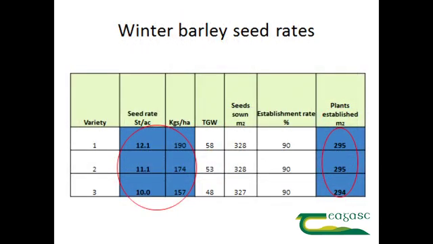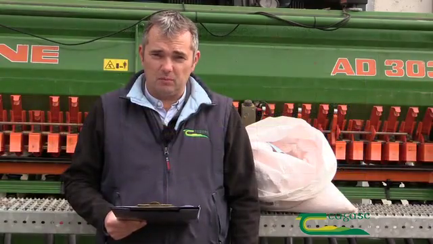If we look at this next table, we can see where we base our calculation on the number of plants we need established, in this case 295 plants per square metre. We can see on the left hand side here that the range of seeding rates for the 3 different varieties changes from 157 kilograms per hectare for the lower 1,000 grain weight up to 190 kilograms per hectare in the higher 1,000 grain weight. So again, that will have a big impact on the level of seed that we need to put out.